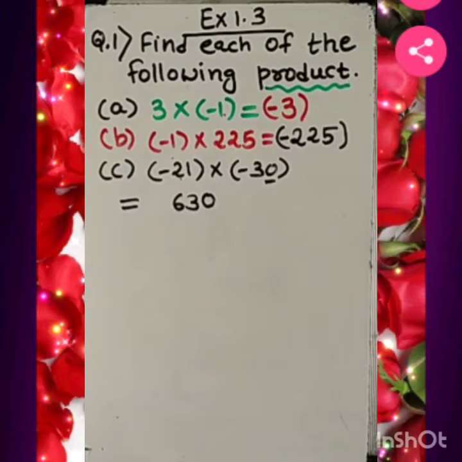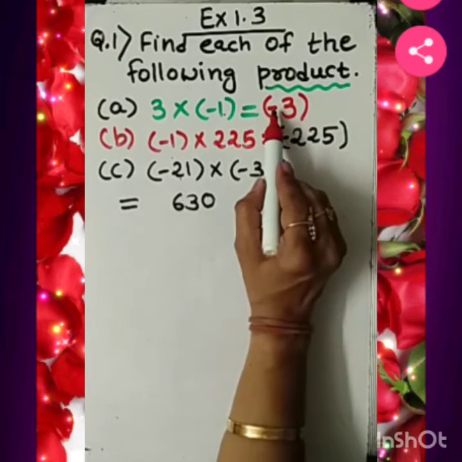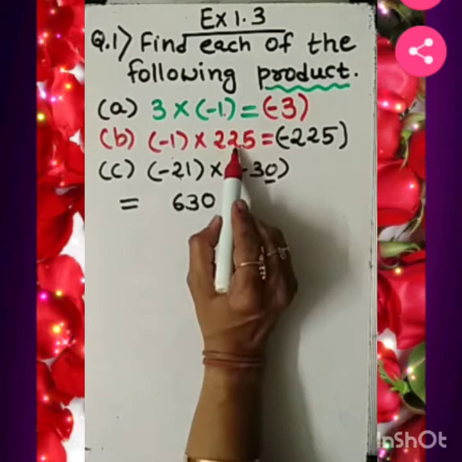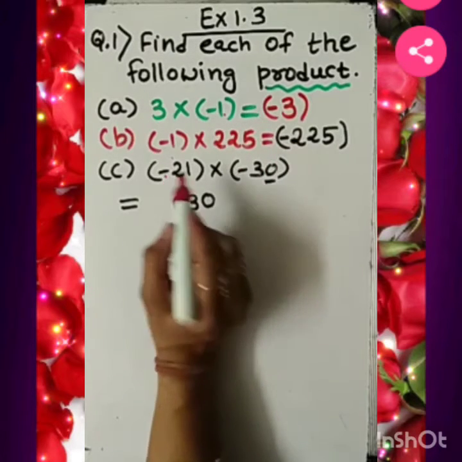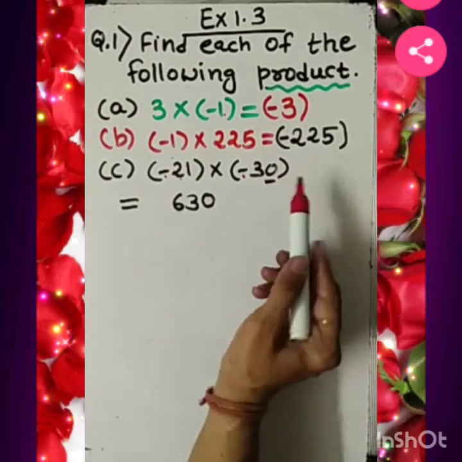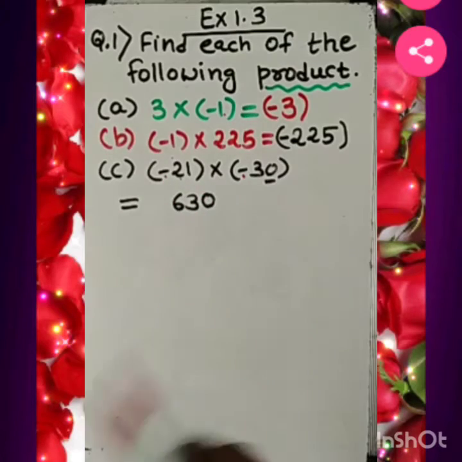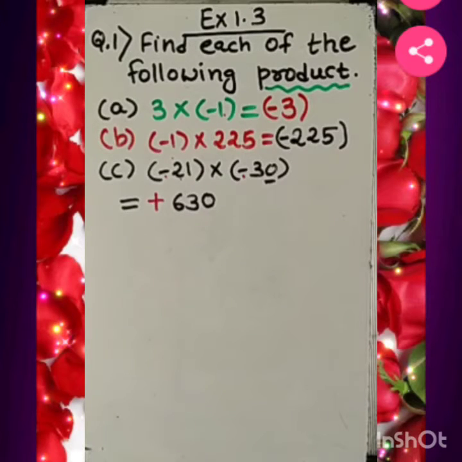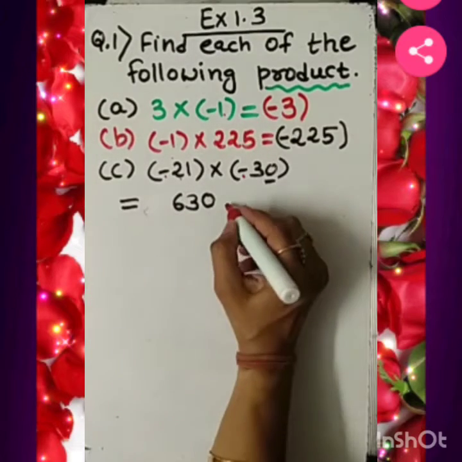Now how to decide the sign? As you have seen here, one time negative, that's why the answer is negative. But here both the numbers are negative, so while multiplying, minus will become plus. So sometimes you are free to write plus 630 as the answer. If not, then simply write 630, and that is also correct.